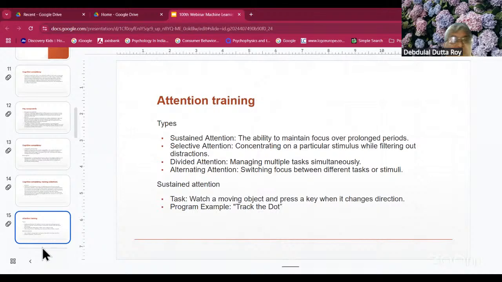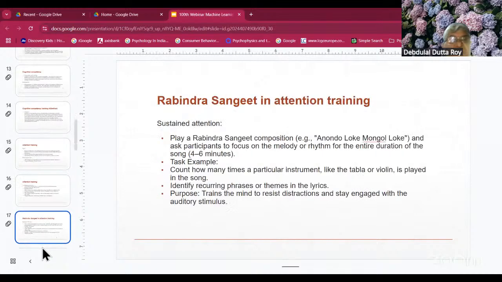Now there are different types of attention. Sustained attention, the ability to maintain focus over prolonged periods. Selective attention, concentrating on a particular stimulus while filtering out distractions. Divided attention, managing multiple tasks simultaneously. Alternating attention, switching focus between different tasks or stimuli. Sustained attention task: watch a moving object and press a key when it changes direction. I'm directly going to the attention training through Rabindra Sangeet.